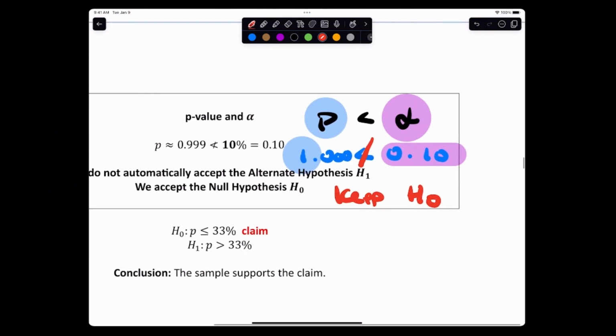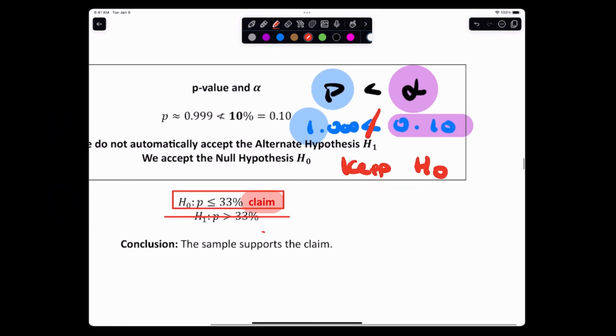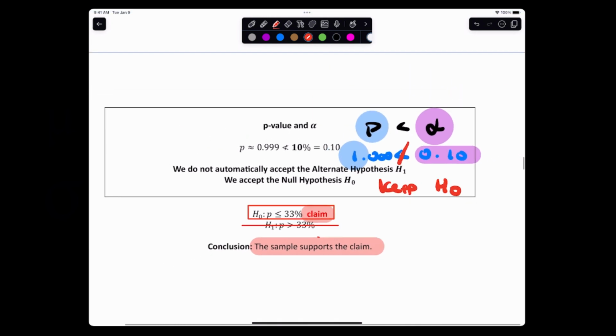And when you keep the null, I have it down here just so you guys know, we're going to hug the null. We get rid of the alternate. What just happened to your claim? You're hugging the claim, and that means the sample supports the claim. There you guys go. That's your p-value method.